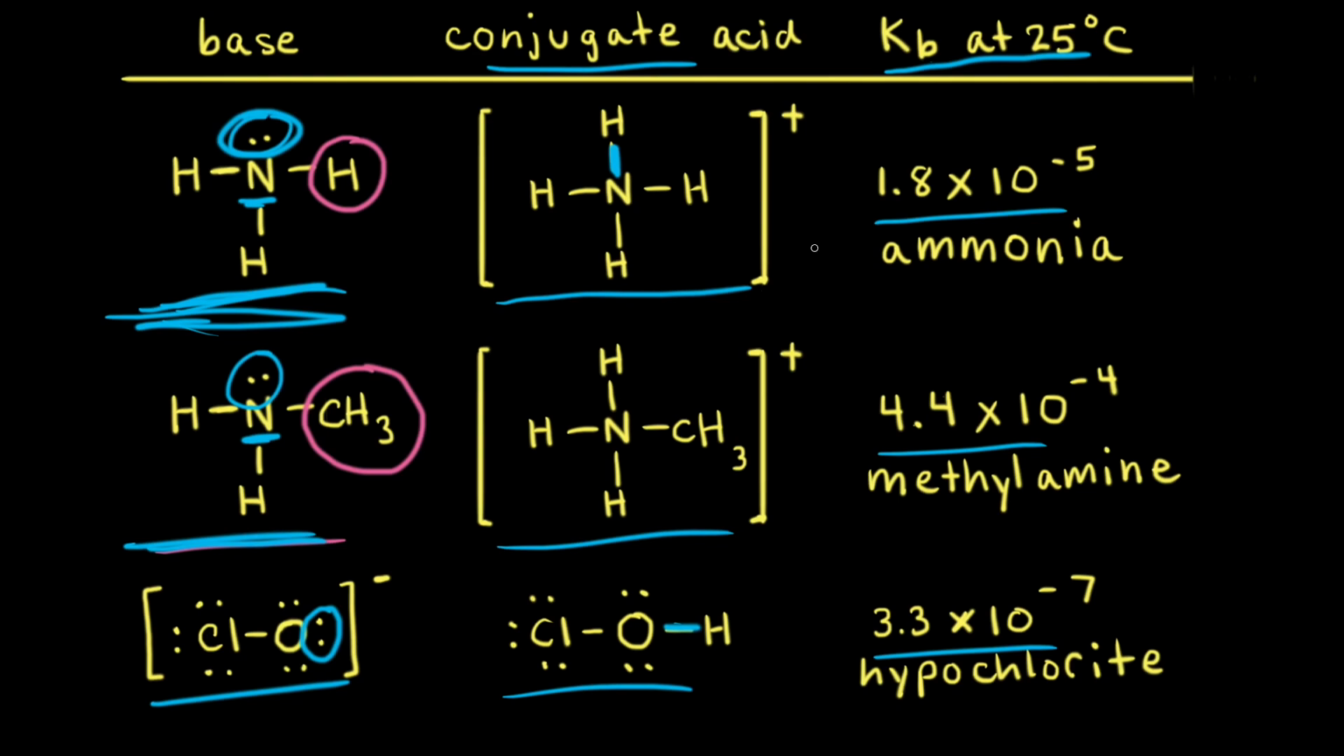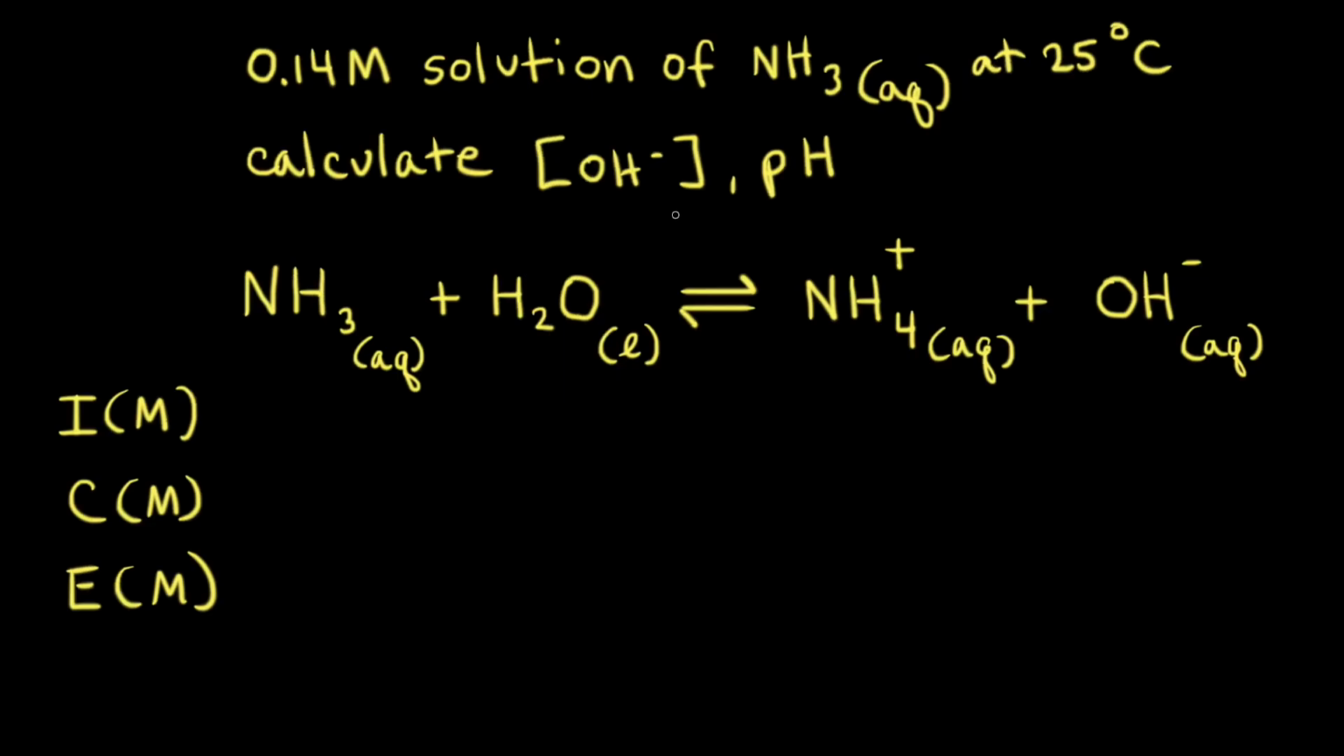However, the higher the Kb value, the higher the equilibrium concentration of hydroxide ion, and therefore the stronger the base. So out of these three weak bases, the one with the higher Kb value is the most basic. So looking at these three values again, the Kb value for methylamine is the highest of the three, so it's the strongest base of the three, although all three are considered to be weak. Let's do a calculation with a weak base.